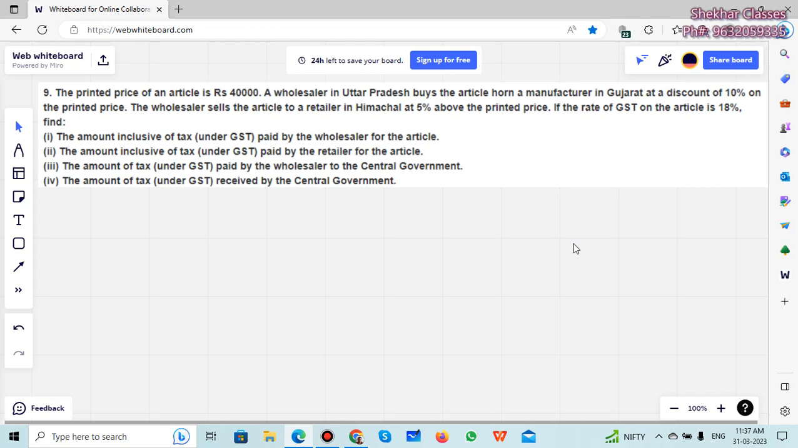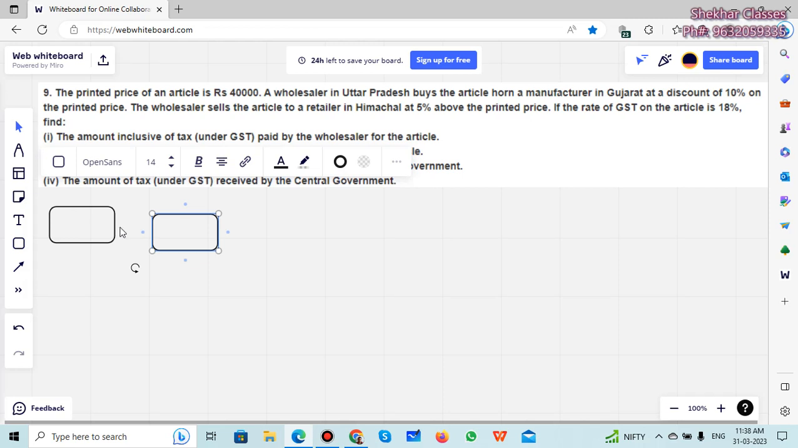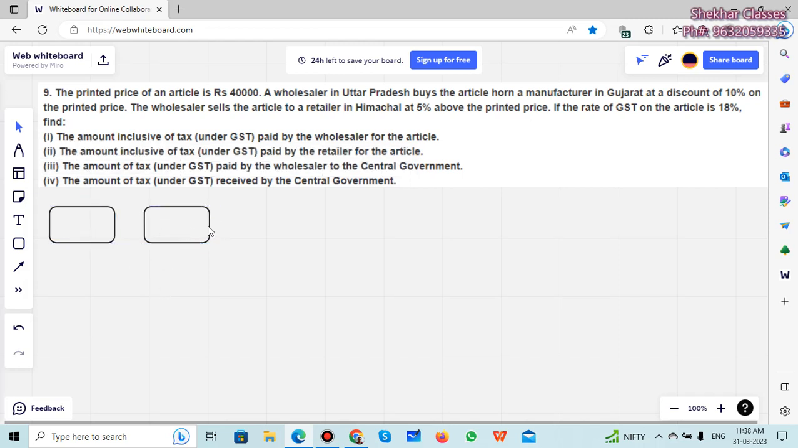The printed price of an article is 40,000, and a wholesaler in Uttar Pradesh buys the article from a manufacturer in Gujarat. So I have to make two places. Say this is Gujarat and this is Uttar Pradesh. Okay. Now, I'll write it here. This is Gujarat here.